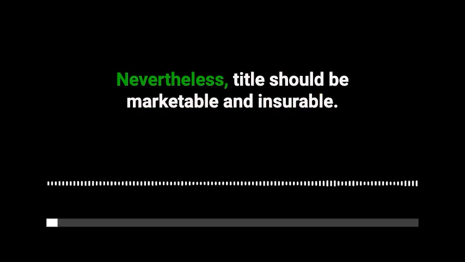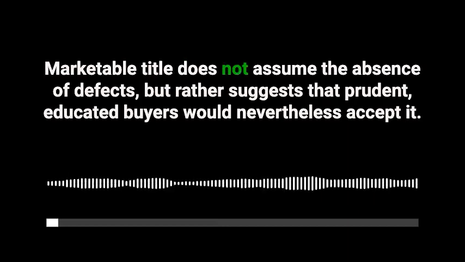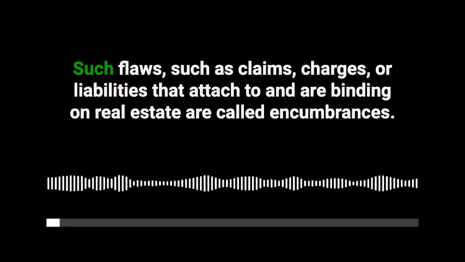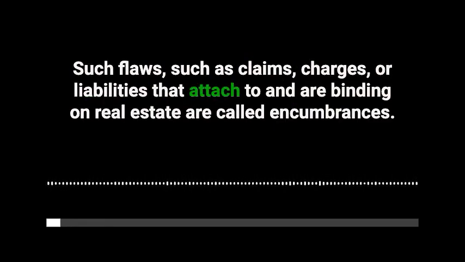Encumbrances on real property. There is no such thing as perfect title to land. Nevertheless, title should be marketable and insurable. Marketable title does not assume the absence of defects, but rather suggests that prudent, educated buyers would nevertheless accept it. Real property title will have certain flaws or impediments. Such flaws, such as claims, charges, or liabilities that attach to and are binding on real estate, are called encumbrances.